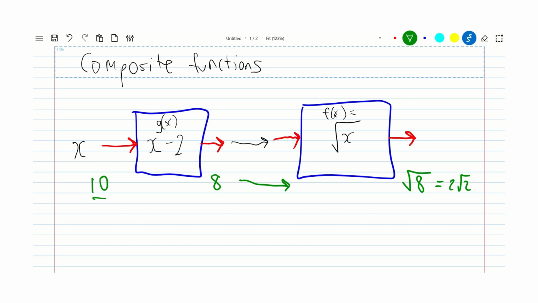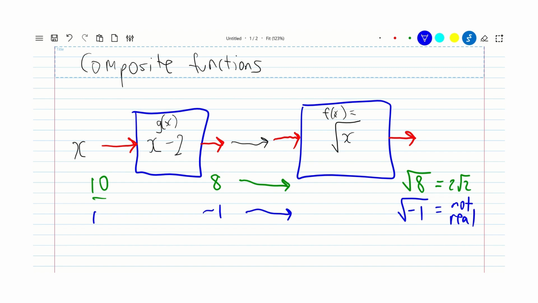But we can break this machine. It doesn't always work. So let's take another number. Let's take the number 1, for example. If 1 goes into the first machine, what comes out? 1 take away 2, negative 1 will come out of this machine. And then negative 1 goes into the second machine, and we get the square root of negative 1, which is not a real value. And so we've broken the machine now.